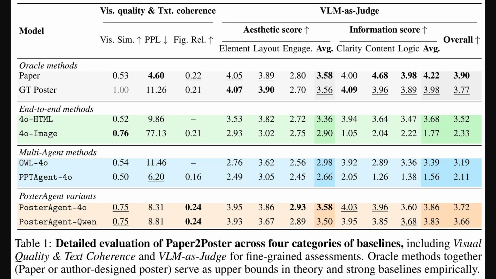Okay, so after seeing how Poster Agent works, Table 1 here really puts it to the test. This table shows a detailed evaluation comparing Poster Agent with other approaches, like end-to-end methods and other multi-agent systems, plus Oracle methods, which are essentially benchmarks like human-designed posters. They're judged on visual quality, text coherence, including perplexity, where lower scores mean more fluent text, and by a vision language model for aesthetics and information. The key takeaway is that poster agent variants perform very strongly, closely matching the human-designed poster quality, especially in the overall vision language model judge scores, which is a great result for their system.